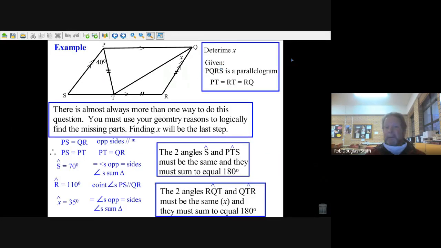Now we're going to look at the kind of questions we have to do. At first, it seems really difficult, but it's not so difficult, really, if you use your properties and you think about things logically.